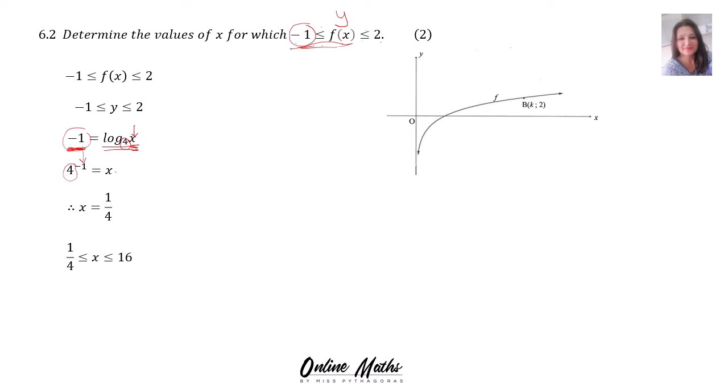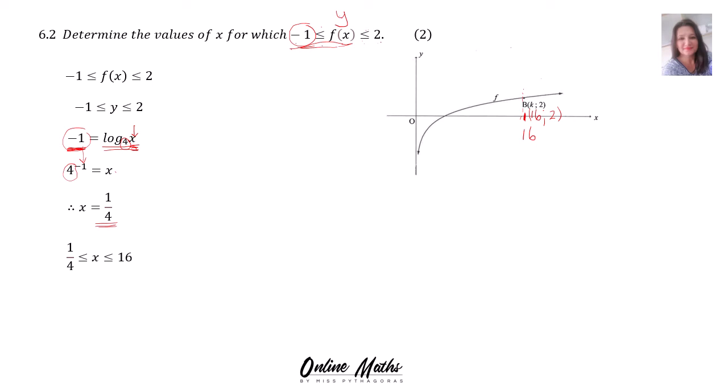So back at our sum, this was where y is smaller or equal to 2. Now, can you remember from number 6.1? We decided there that point B was in fact (16; 2). So that means the x there is 16, and then this is a quarter.